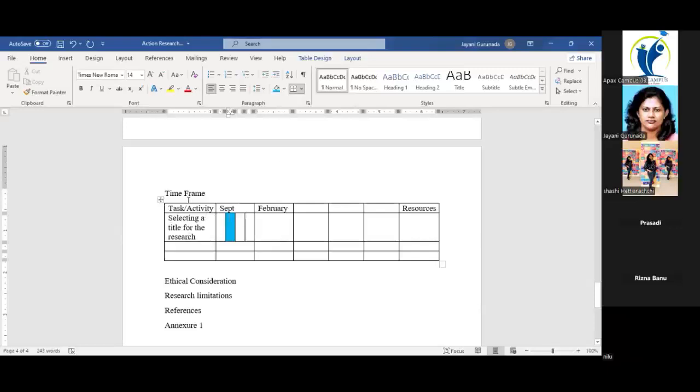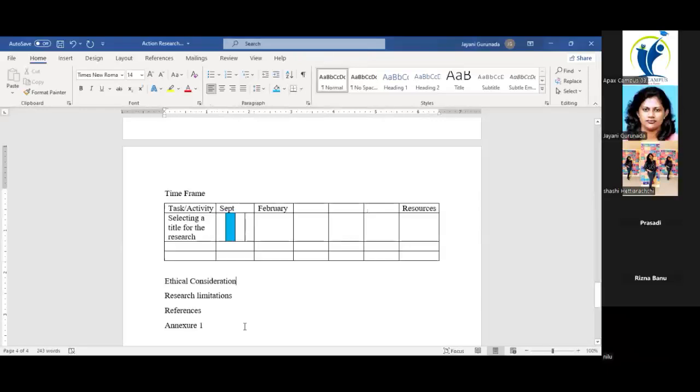Task. Before that, I'll give you the correct one, because here only a limited number of things are shown. First one is number, task, time, then resources, responsibility and all these things. I will give you another one and I'll send it to you.